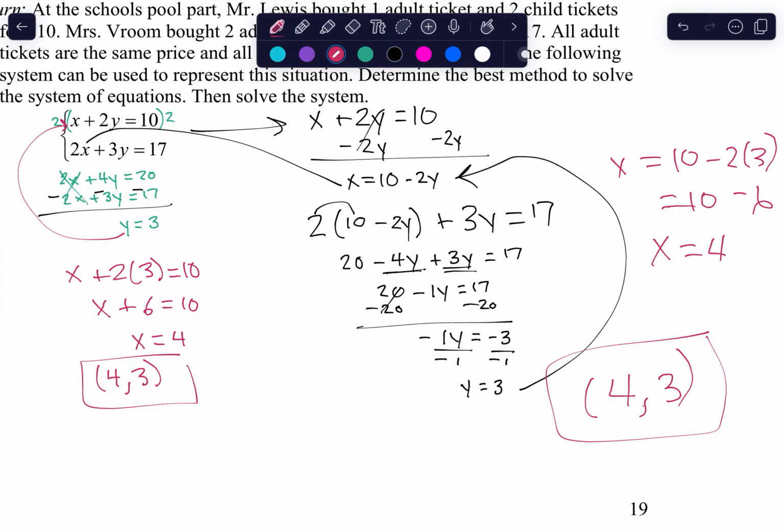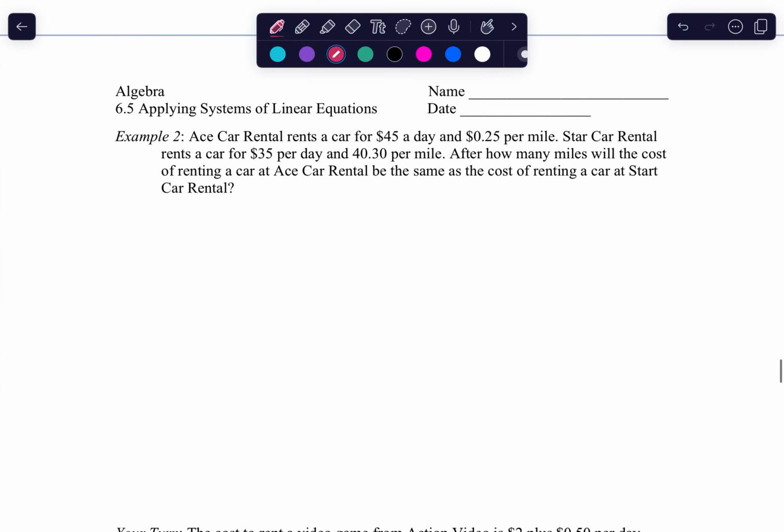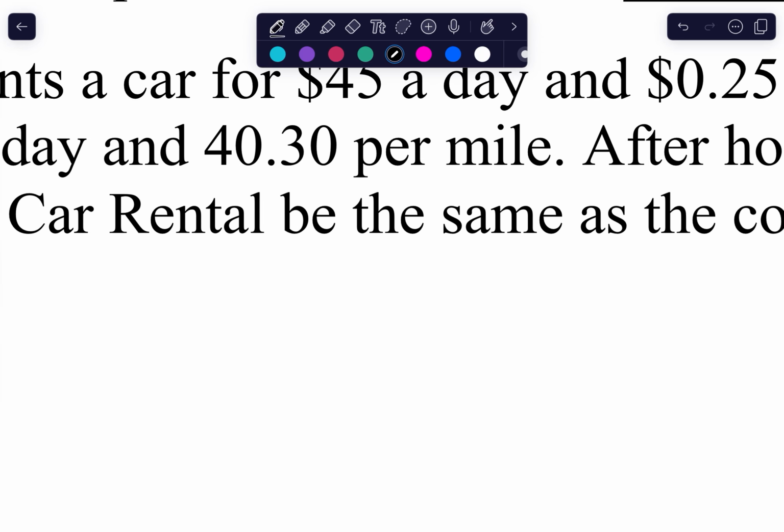All right, are we ready to write our own equation? All right, it says Ace Car Rental rents a car for $45 a day and 25 cents per mile. Star Car Rental rents a car for $35 per day, and this should say 30 cents a mile. That should be, you know what, let's make it better.